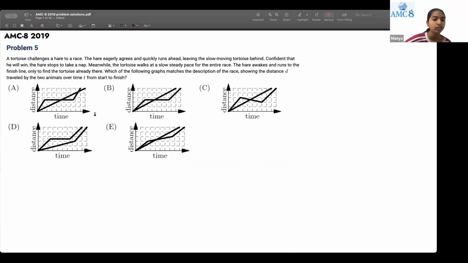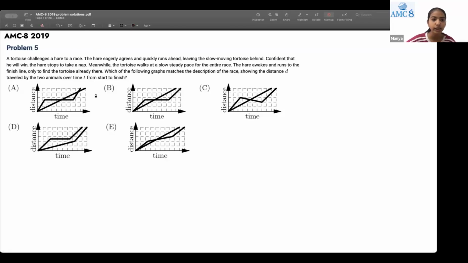Problem number 5. A tortoise challenges a hare to race. The hare eagerly agrees and quickly runs ahead, leaving the slow-moving tortoise behind. Confident that he will win, the hare stops to take a nap. Meanwhile, the tortoise walks at a slow, steady pace for the entire race. The hare awakes and runs to the finish line, only to find the tortoise already there. Which of the following graphs matches the description of the race, showing the distance D traveled by two animals over time T from start to finish?